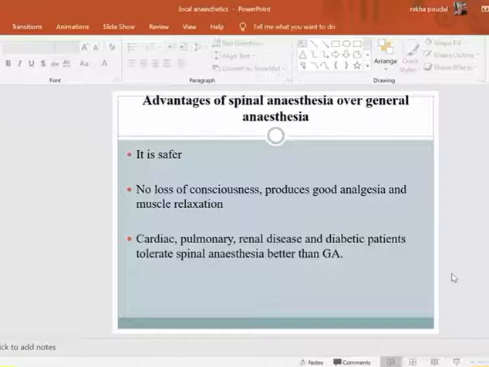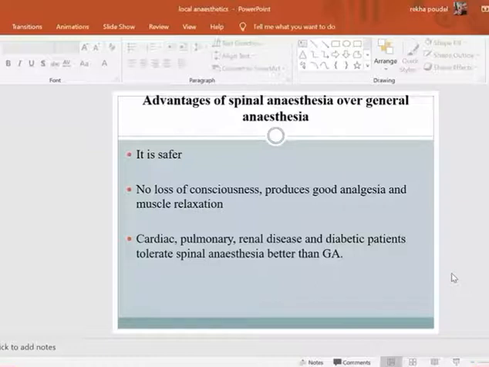Patient will be awake and will know what is going on. He is not paralyzed, so it is safer, and there is no loss of consciousness in case of spinal anesthesia. It produces good analgesia and good muscle relaxation also. And cardiac patients, pulmonary, renal disease and diabetic patients can tolerate spinal anesthesia better than general anesthesia.